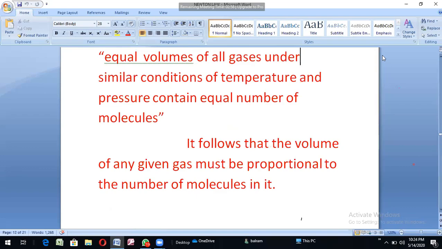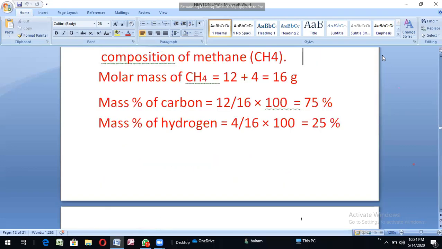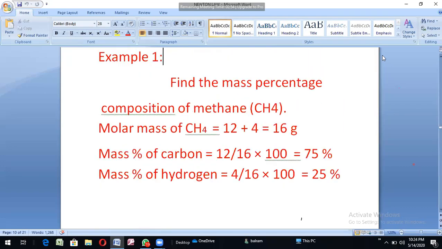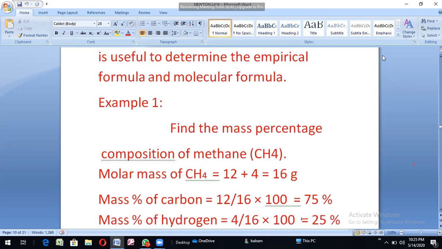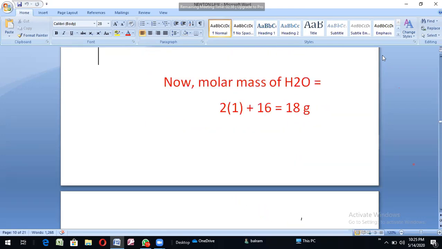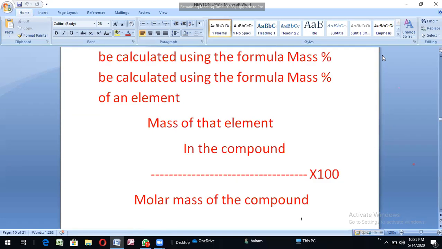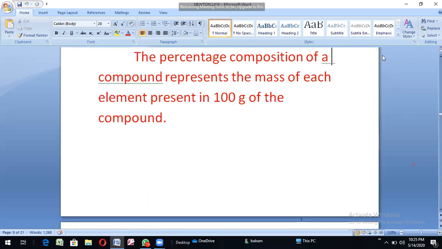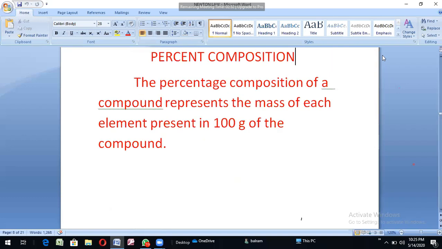Now we find out the percentage composition, for example of methane. What is percentage composition? Percentage composition represents the mass of each element present in 100 gram of the compound.